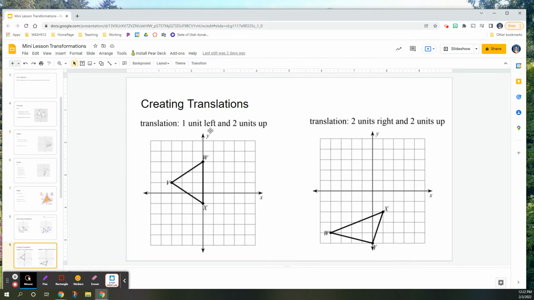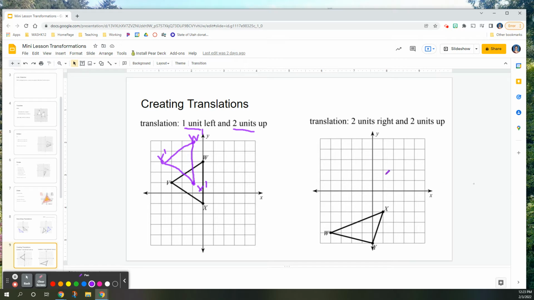Okay, so now I give you the original image and the picture, and we're going to practice drawing this. So do this on your own sheet as well. So for here I need to go 1 unit left and 2 units up. So I'm going to start at this W, go 1 unit to the left, 2 units up, make my mark, and we call this W prime, so with a little tick mark. Then with the V, 1 unit left, 2 units up. This becomes V prime. And X, 1 unit left, 2 units up, X prime. We connect our points, and we have our translated triangle.